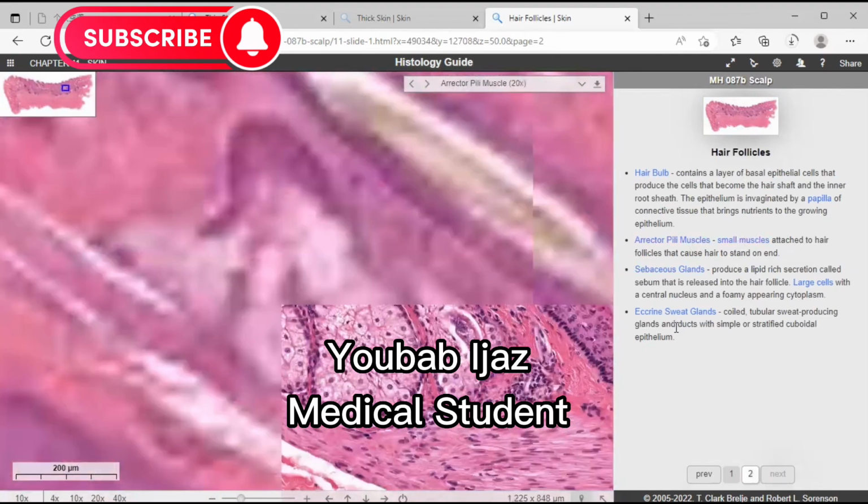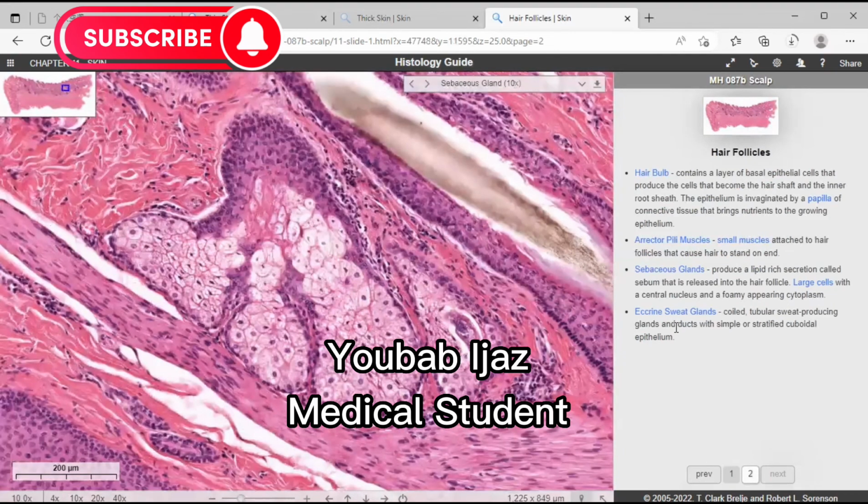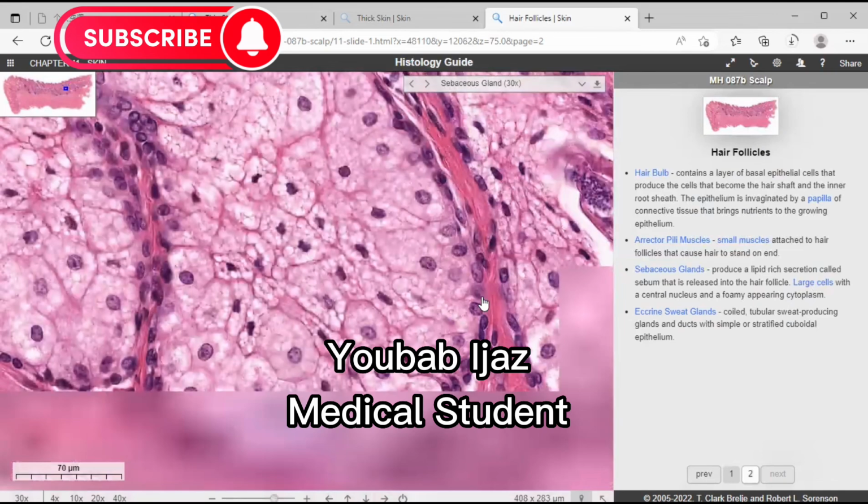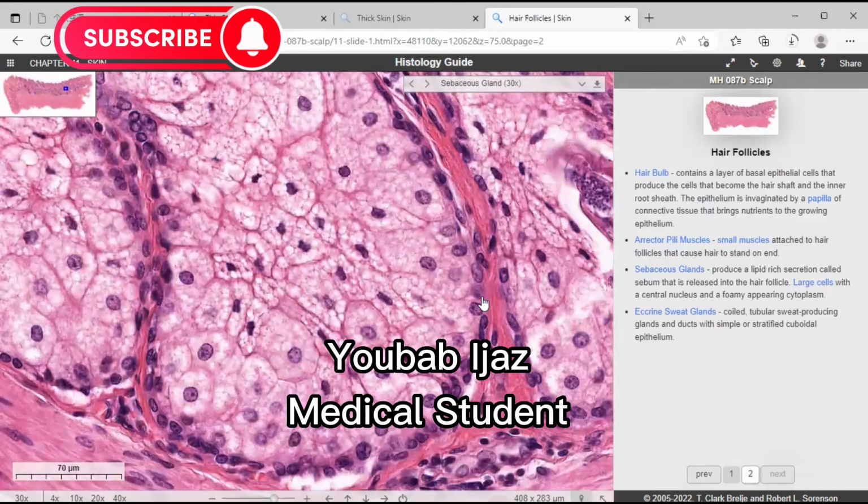Sebaceous gland. So this is the sebaceous gland. They produce a lipid-rich secretion called sebum that is released into the hair follicle. Let me show you the large cells. These are the large cells, with a central nucleus and a foamy appearing cytoplasm.